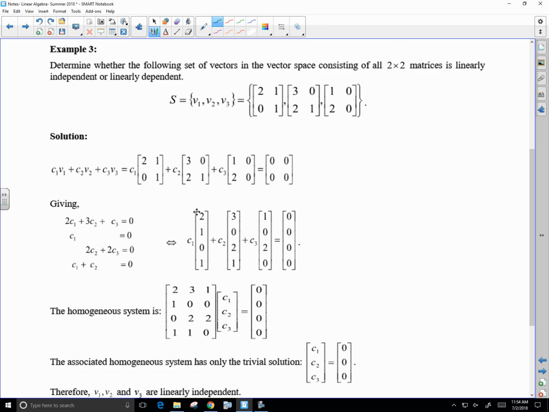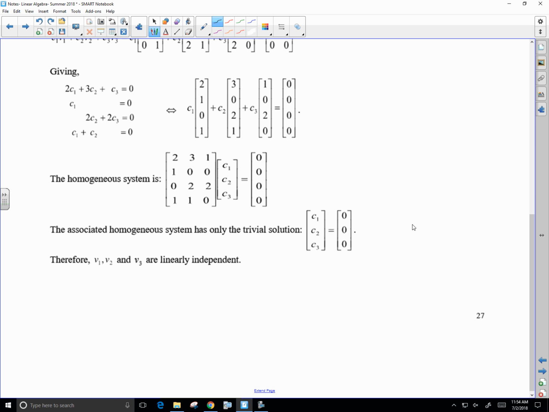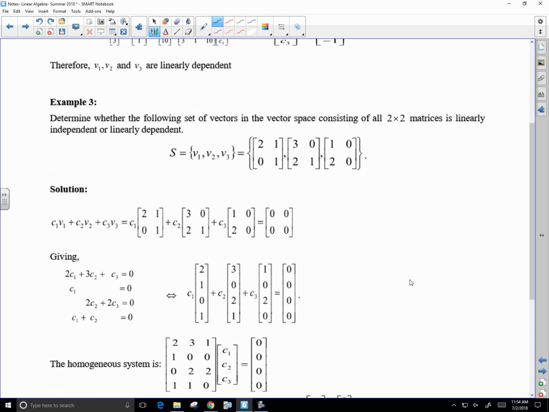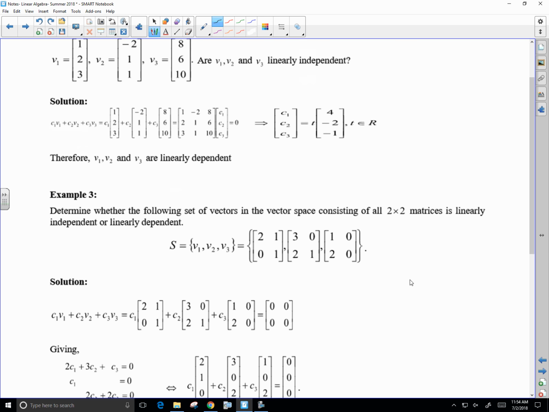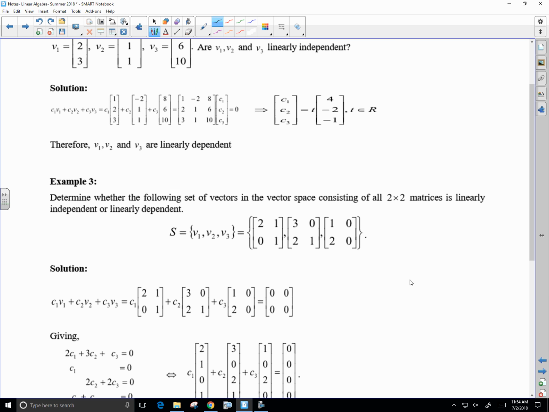All right. So it turns out it only has a trivial solution. If you went through the process, you would only get C1, C2, C3 equals 0. So therefore, it's independent. You want to make a determination of whether the homogeneous system has only the trivial solution. That's a good point.